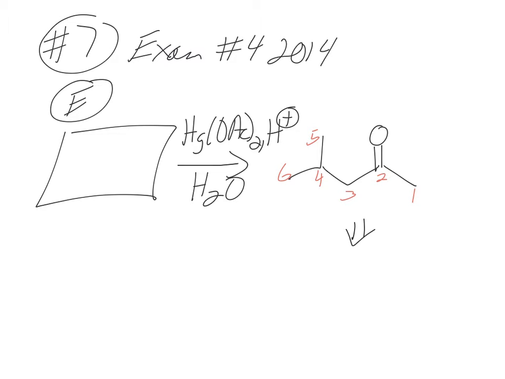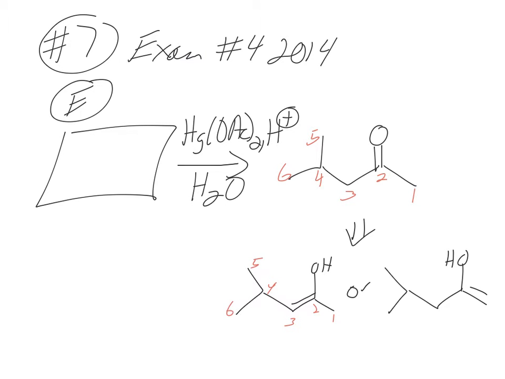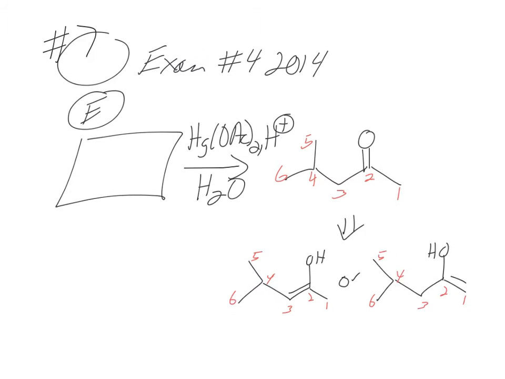It could have come from either this enol or this enol, right? 1, 2, 3, 4, 5, 6. 2, 3, 4, 5, 6. Those are two possibilities. But they would have come from different alkynes, right? What two alkynes would these have come from?